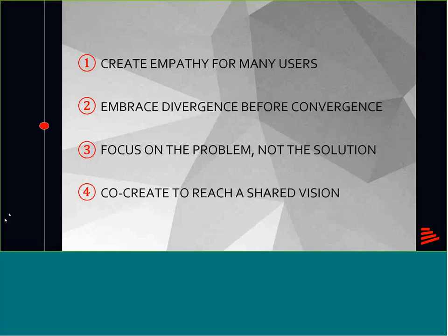And finally, co-create to reach a shared vision. Get everybody in the room together and have them work side by side as you work through your design thinking exercises, rather than a handoff situation where a couple people are working and then they throw it over the wall to somebody else. There's a very different outcome when people work together side by side so that they can have the same shared vision.